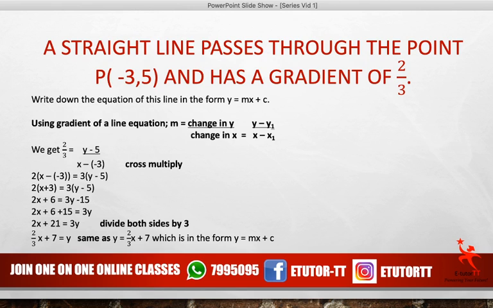We need to get 1y. So because we need to get 1y and we have 3y right now, we need to divide both sides by 3. 3y divided by 3 gives us y. 21 divided by 3 gives us 7. And 2x divided by 3 gives us 2/3 x. So now we get 2/3 x plus 7 equals y, which is the same as what we got previously.